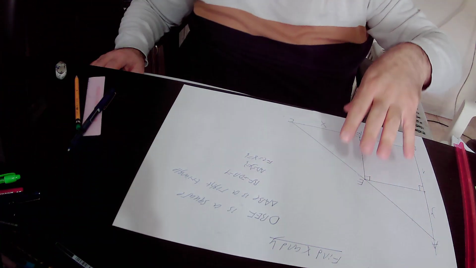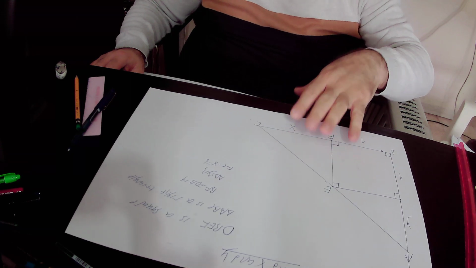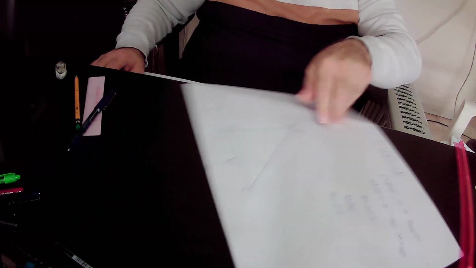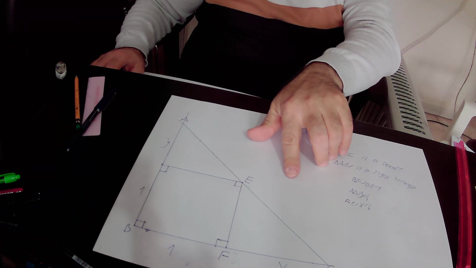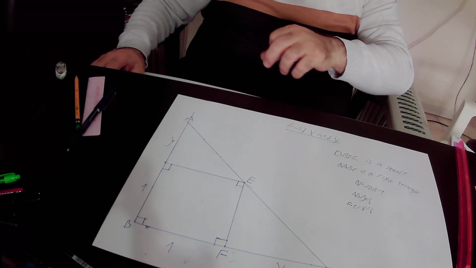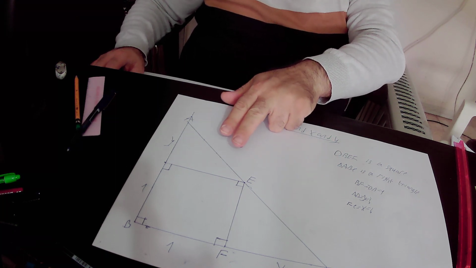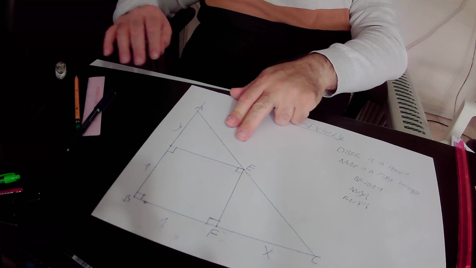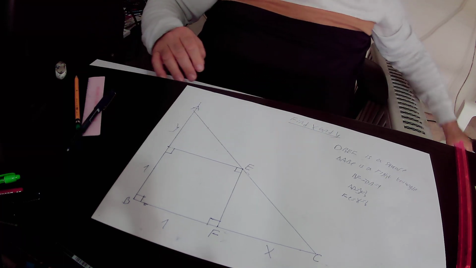Now, in this lecture, we will find out the values of line segments X and Y. In the drawing, we have square BDEF.